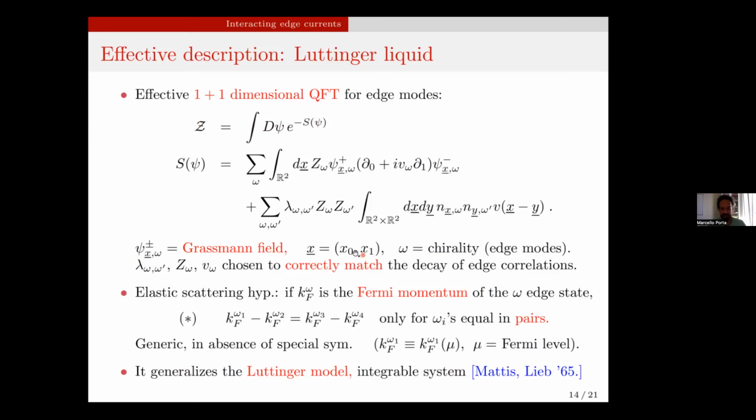It's labeled by space and time, x0 and x1. And omega is the chirality label of this field. So it's related to the chirality of the edge modes, if you want. So this is the action of this QFT. The first part is the non-interacting part, and it's a relativistic field theory, as you can see. So this V of omega is the velocity of the fermions, and here there is some field strength that I'm also introducing. The second part is a density-density type interaction that describes the scattering between the fermions with a different chirality. And this is a short-range interaction.